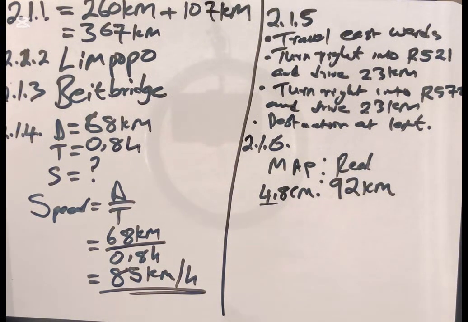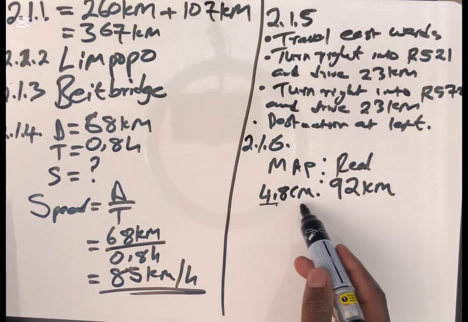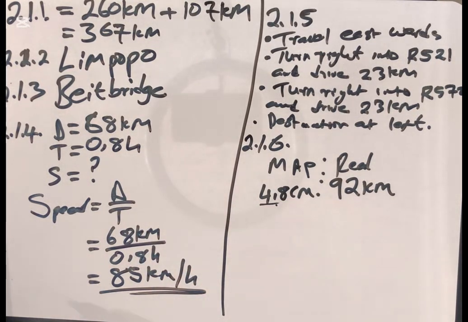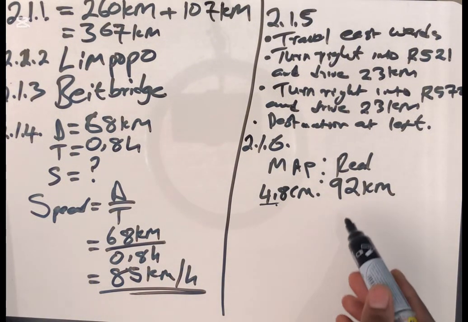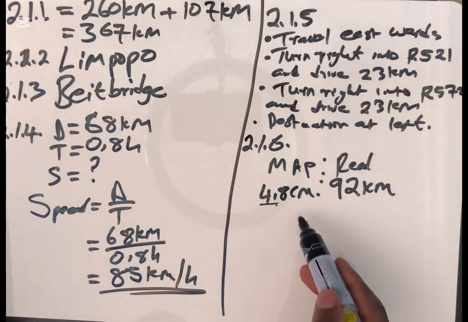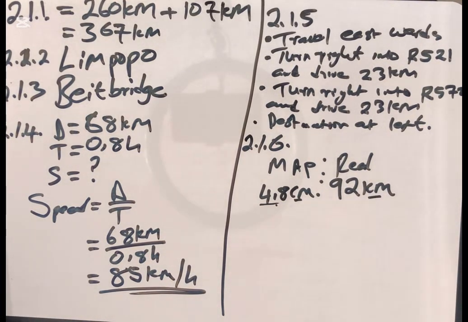So after doing this, don't forget, this one we have measured with our ruler. We found that it is 4.8 centimeters. This one is the distance that we already have, saying the distance from Musina to Makhado is 92 kilometers. Now the most important thing is to check the units. Is your units the same? No, our units are not the same. We have centimeters and kilometers. And in MathLit, we know that we cannot deal with different units. We must always convert to the same units.